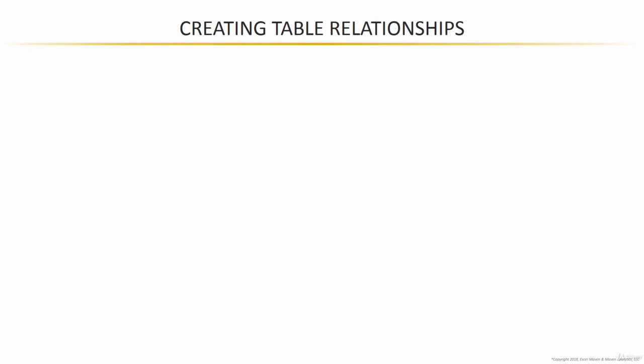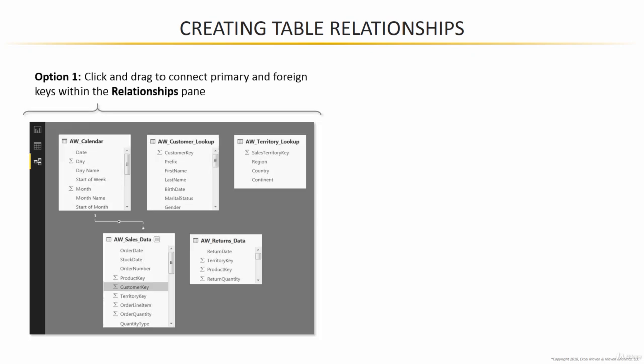All right, guys, it's an exciting moment in the AdventureWorks world because we are about to wire up our data model and create our table relationships. So in Power BI Desktop, there are two common ways to do this. Option number one, which I prefer, is to simply click and drag to connect your keys in the relationship view. So it's as simple as clicking on a foreign key, dragging the mouse, finding its primary key match, and releasing to create that relationship. Very, very simple, very straightforward, also a very visual way to create those relationships.